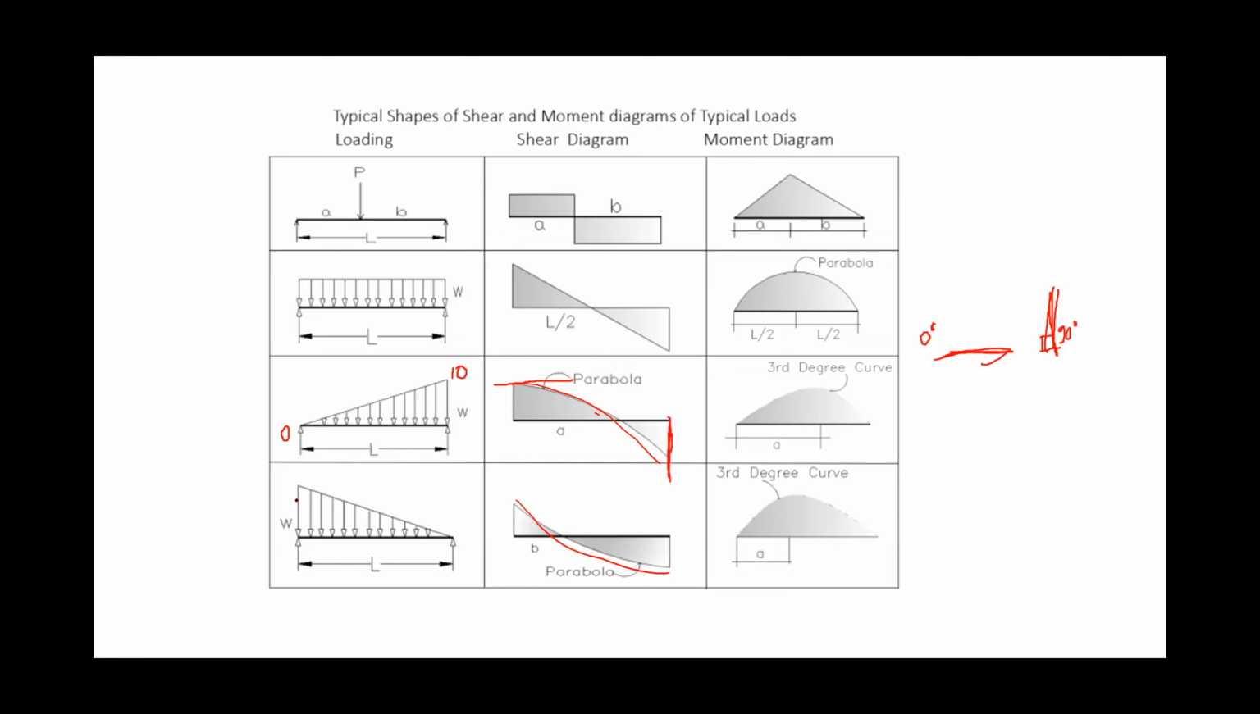Kung mapapansin nyo, ito naman, di ba? Sabihin natin 10 ulit to, tapos ito naman 0. So, this is decreasing. So, it should start with a 90 degree and it should end with 0 degree. So, horizontal line. Ayan. So, ganun yung pag-drawing ng parabola.